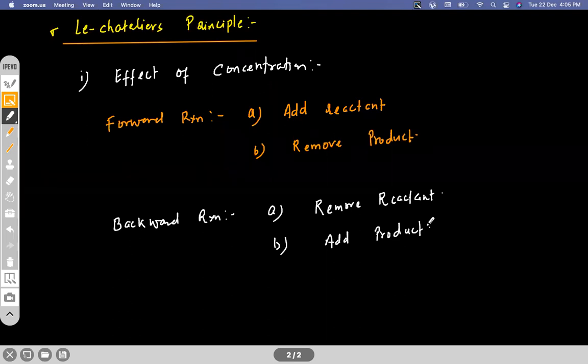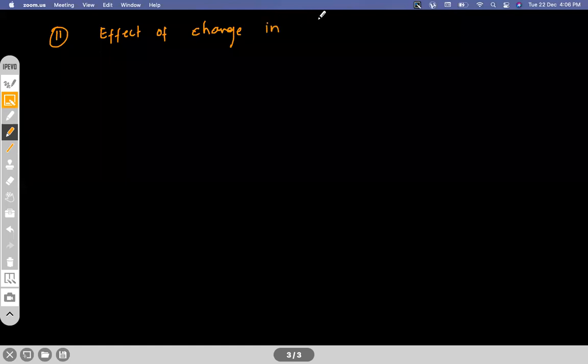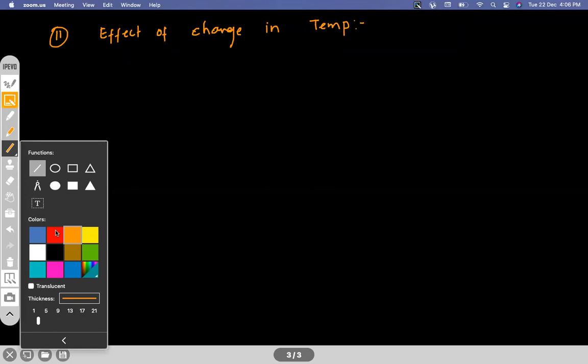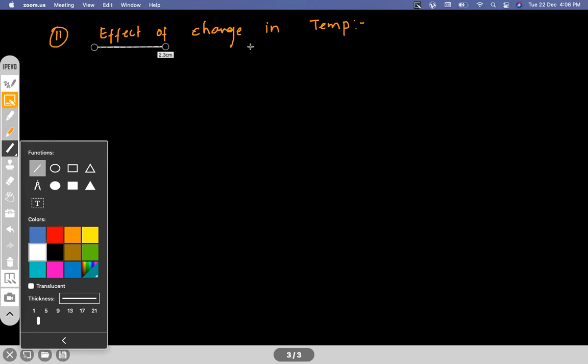Now the next factor we have is the effect of change in temperature. Write down, all of you. See, we had discussed that Le Chatelier's principle says that for any change in the equilibrium state, the reaction will shift in that direction by which the effect of the change is minimized. That is what we discussed last class.